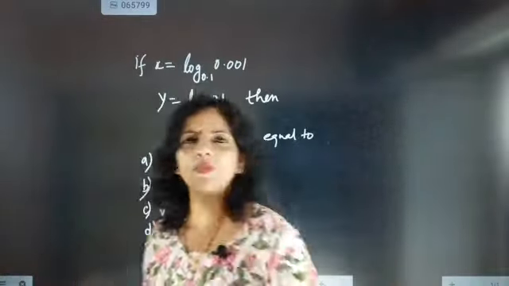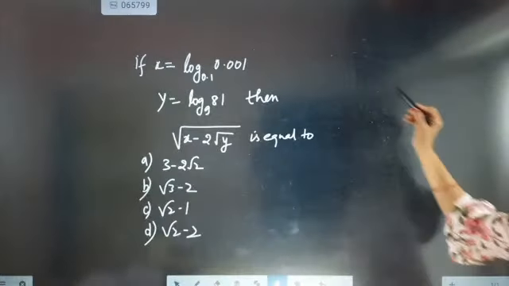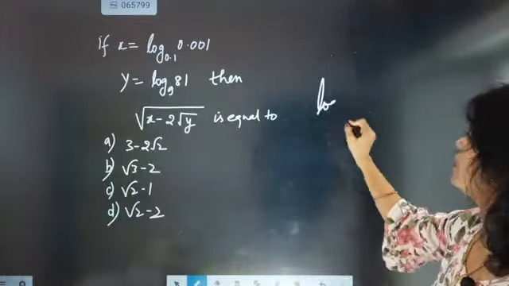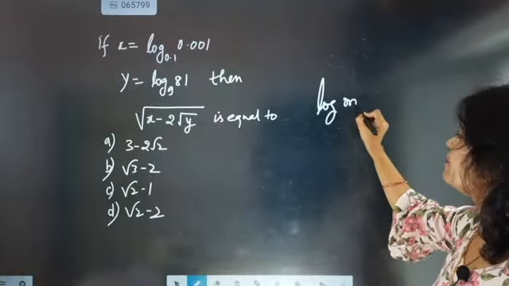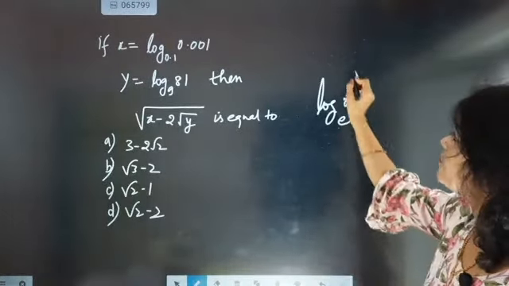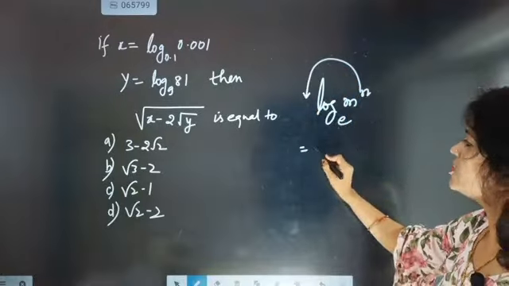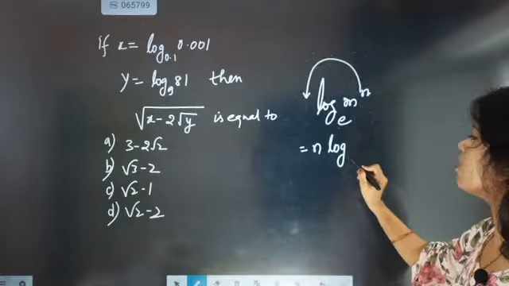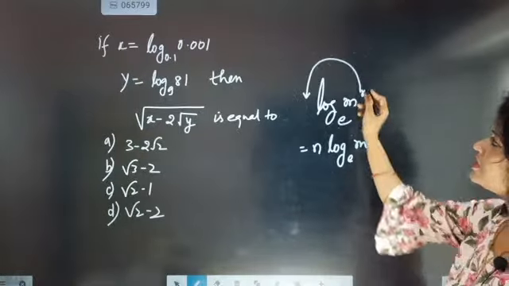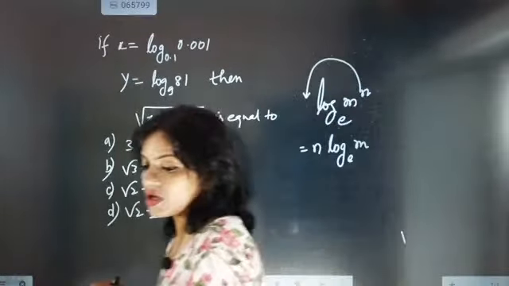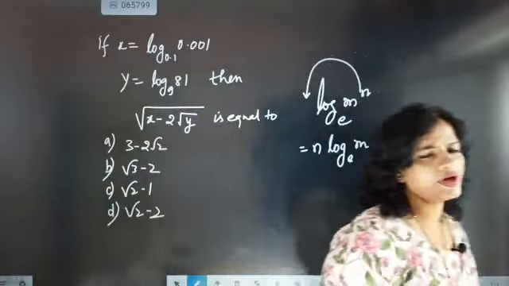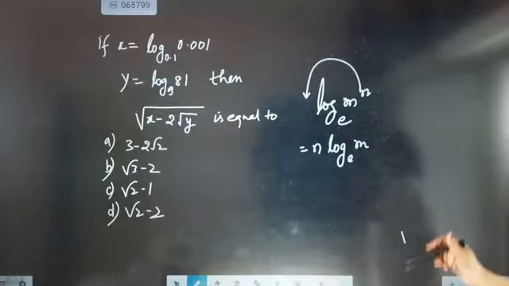Now one simple property of log I am going to teach: when you have log of m to the power n, this n will come in front of the log. It will become n log, the base remains the same, m is there, but only the power part shifts to the front. This is just one of the properties. Don't think much about it.